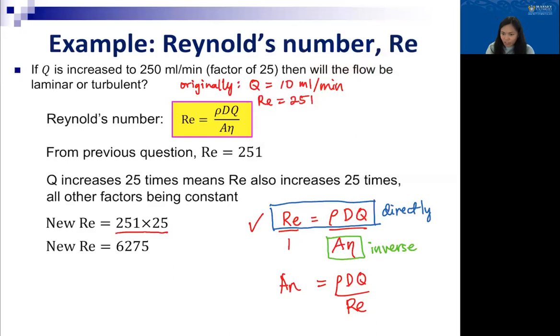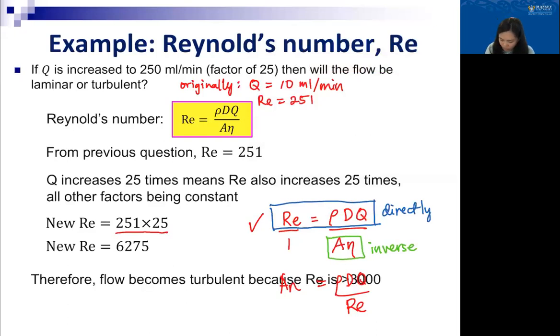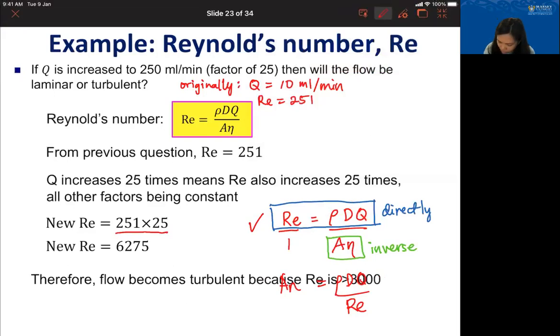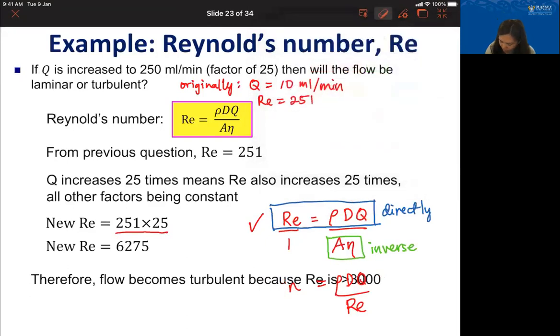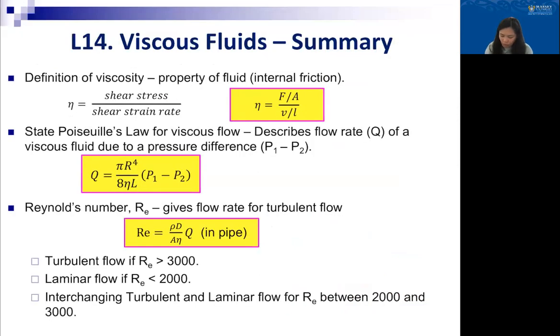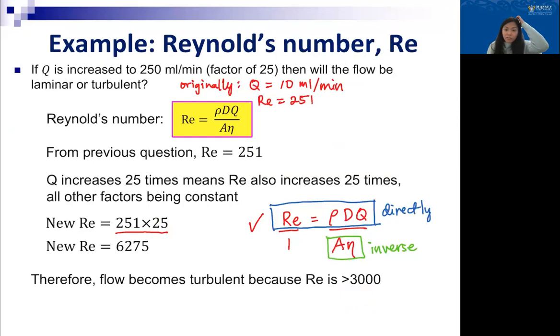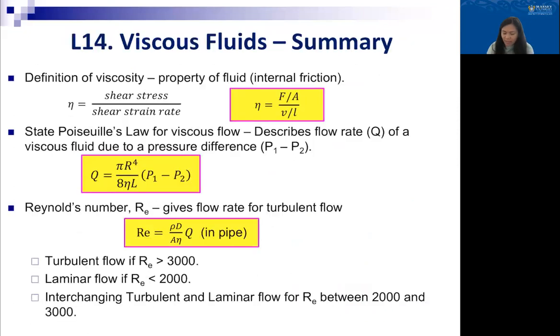All right. Okay. So in this example, the Reynolds number is more than 3,000, so that will be a turbulent flow. Oh yeah, and that's the end of the lecture. All right, so that's the end of the lecture on viscous fluids.